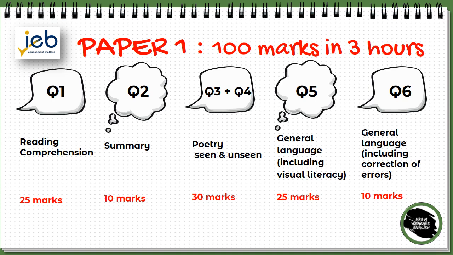Paper 1 consists of 6 questions, which you must finish within 3 hours. Question 1 is the reading comprehension. Question 2 assesses your summarizing skills. Question 3 and question 4 cover poetry, and question 5 and question 6 assess general language, including textual editing. You can see the mark allocation on the slide. This does not change, which means that you can work out your time allocation per question before you enter the exam room.